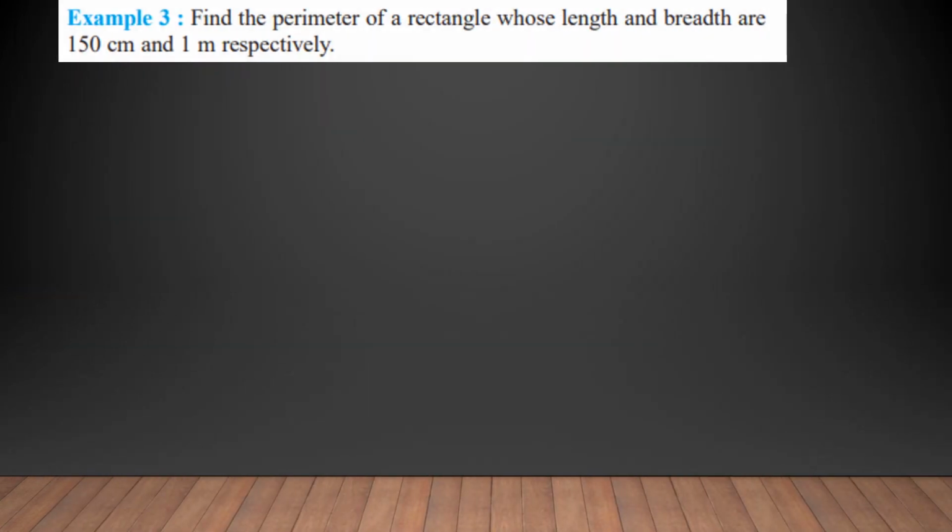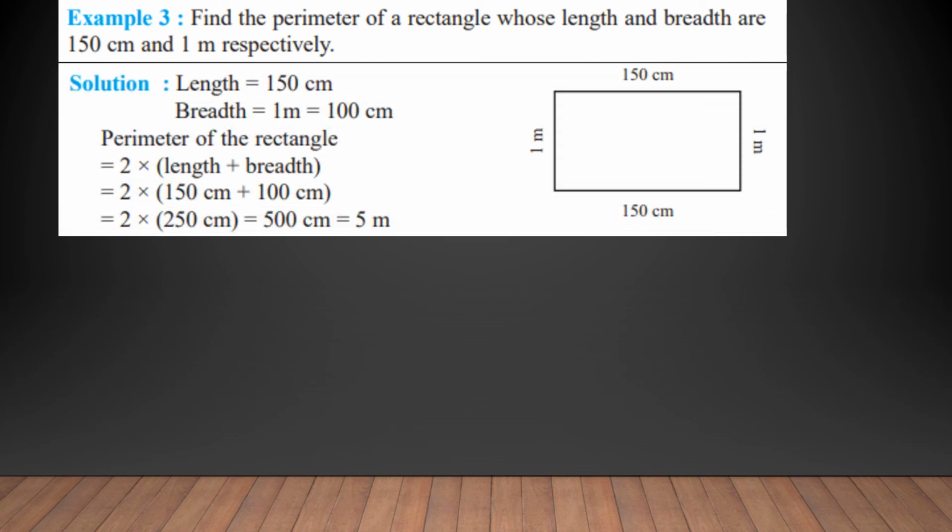Let us discuss one or two examples. Find the perimeter of a rectangle whose length and breadth are 150 cm and 1 meter respectively. It is a rectangle. Its length is equal to 150 cm and breadth is equal to 1 meter. Therefore, we have to convert both into the same unit. 1 meter can be expressed as 100 centimeter.